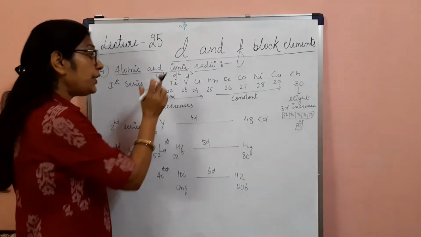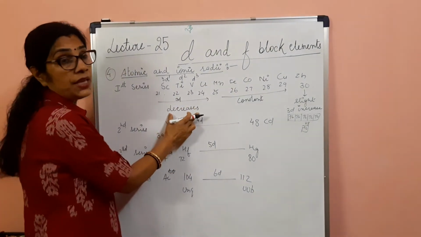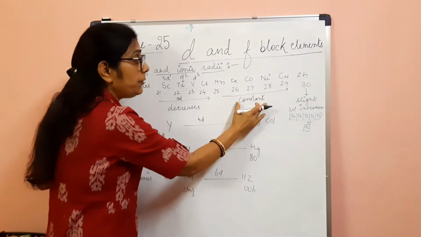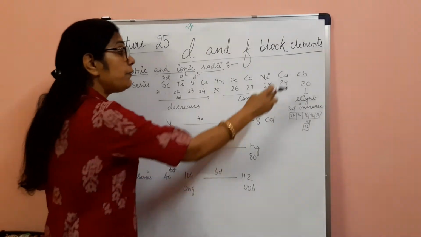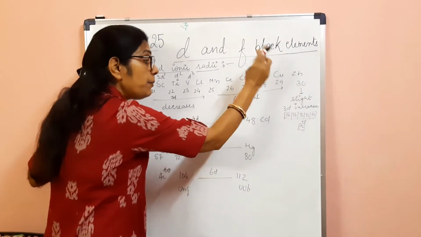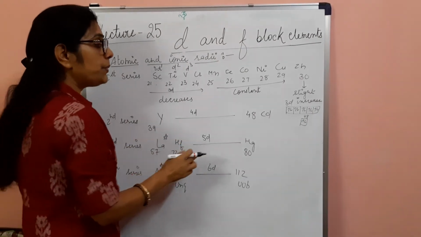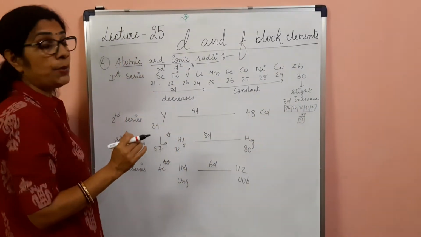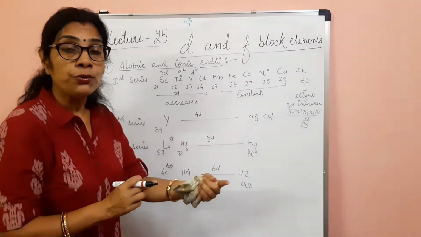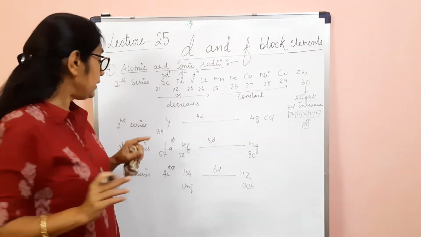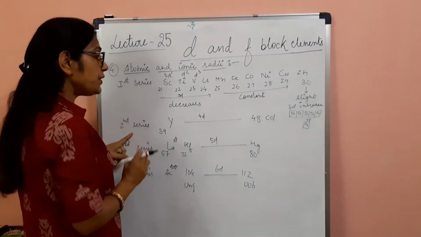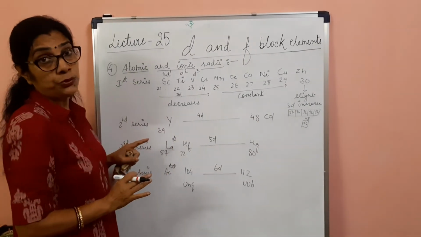So remember, till chromium radii decreases. After that, up to copper, it becomes almost constant. And for each series, for the last element, there is a slight increase in atomic radii. And this happens due to inter-electronic repulsion, which in turn is due to their fully filled orbitals. Similarly, in the second transition series it is going to be cadmium.